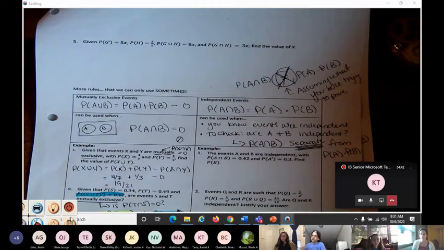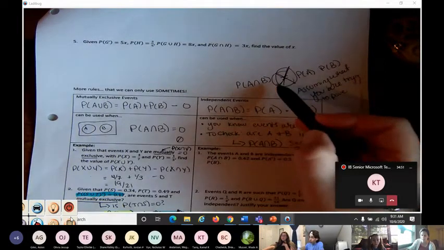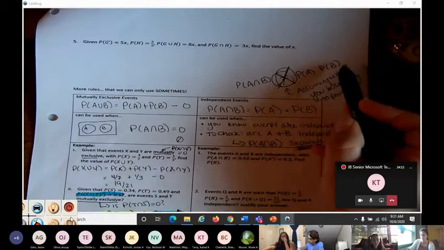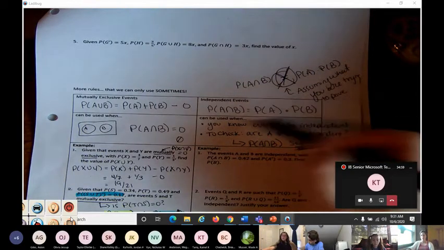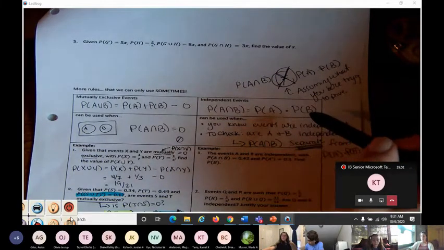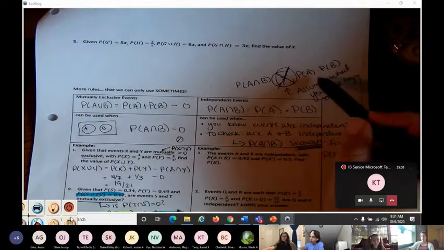My seniors last year constantly made this mistake and got really upset when I gave them no credit. So you have to find P of A, and then you have to separately find P of A times P of B. If you get two equal values, then you can claim that these two things are equal. Okay, but you can't set them equal right off the bat.